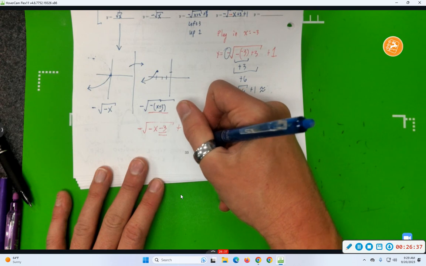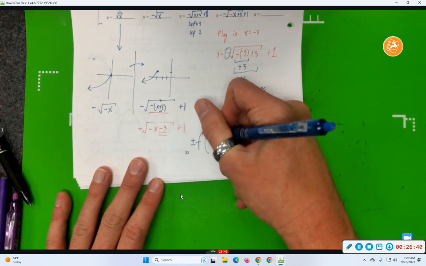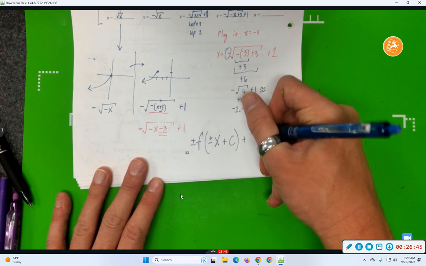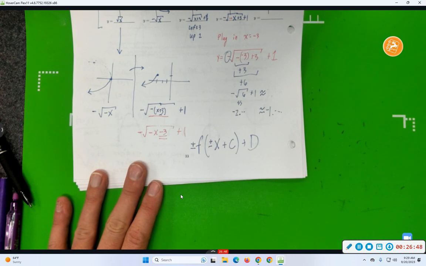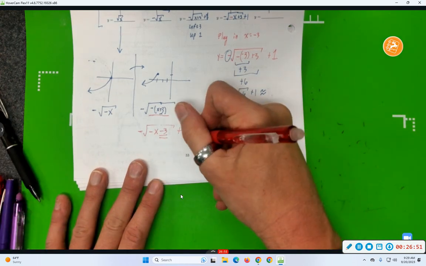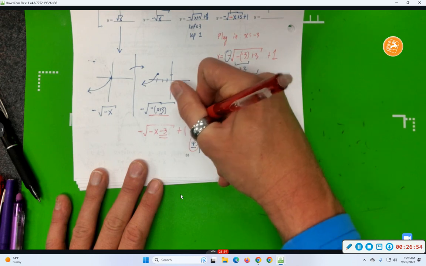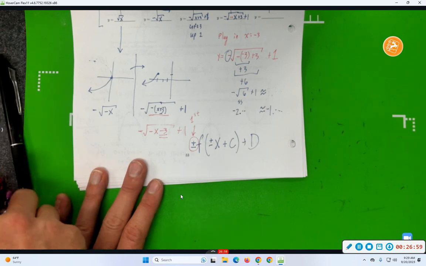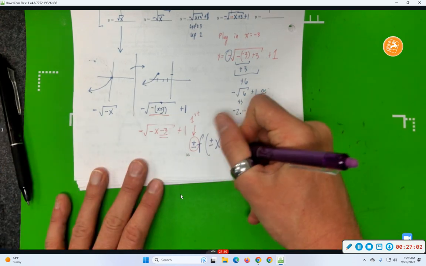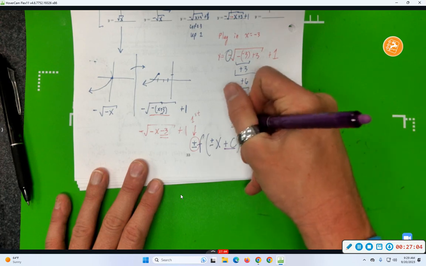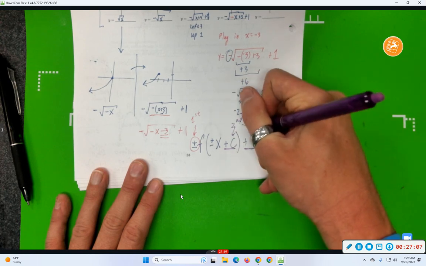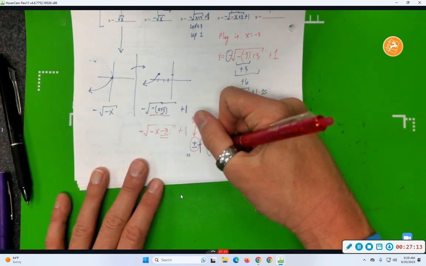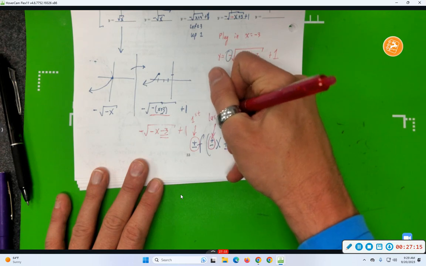So whenever you see plus or minus, plus or minus x plus c, plus d, here's an order that you should deal with these things in. Deal with that plus or minus sign in front of the whole function first. Then do the shifts. And then deal with this plus or minus sign last.